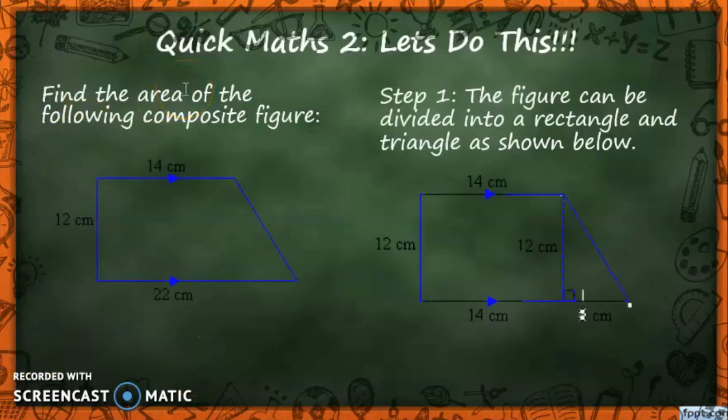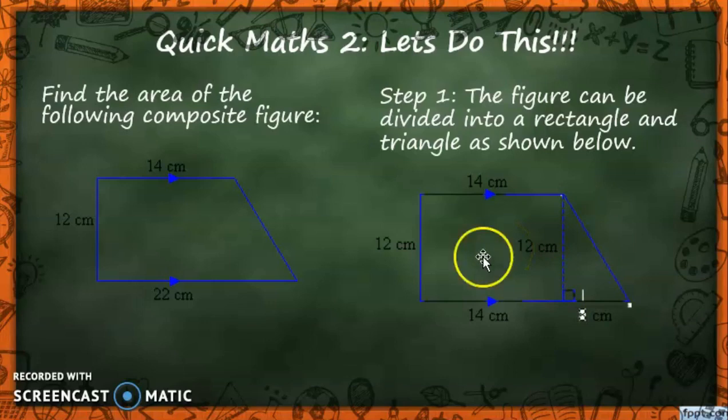Here's the next one. Quick maths. Let's do this. Find the area of the following composite figure. As you can see here, this is not an L-shaped figure. This figure has a triangle within it also. So before we could get two rectangles, now we can get a rectangle and a triangle. Step 1: the figure can be divided into a rectangle and triangle as shown below. As you can see here, it has been divided so that you can see the triangle and the rectangle separately.